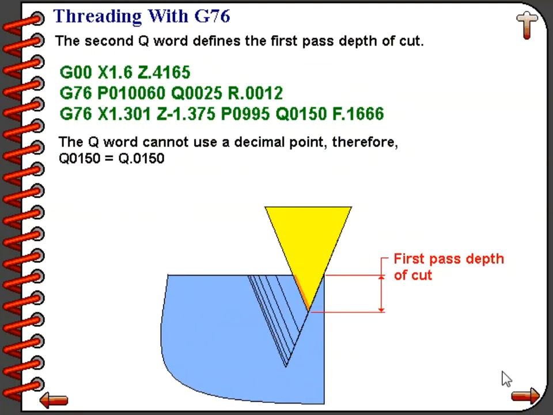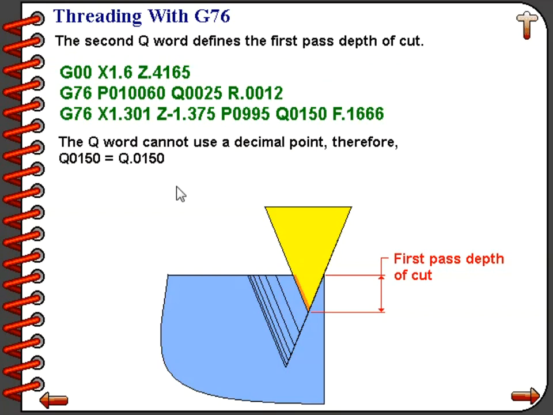And now finally we get to specify the first pass depth of cut. And that is done with the Q word on the second line of G76. Here we have a value Q0150. Notice no decimal point, and what we're specifying in this particular case would be 15/1000ths of an inch. To figure out what your first pass depth of cut is, you really should look in the tooling catalog of the manufacturer that makes the tools that you are using.